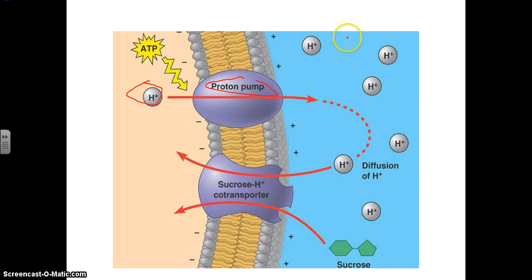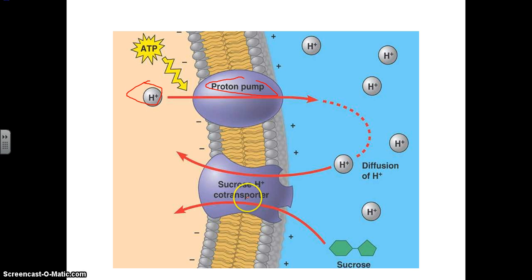Because of the laws of diffusion, these hydrogen ions really want to rush back into the cell. It's because they're really, really high outside the cell and very, very low inside of the cell because of this proton pump, which is continuously pumping hydrogen ions outside the cell using ATP. So since they're really high outside the cell, they want to rush back in, and they have this cotransport protein here that will allow them to rush back in.